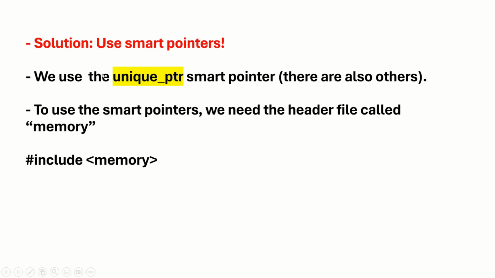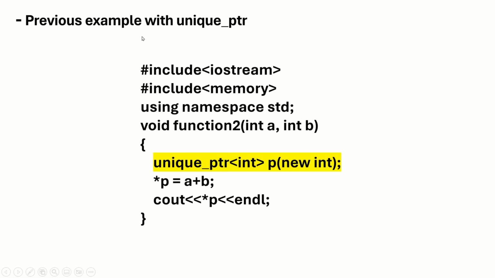Solution: we use smart pointers. In this particular tutorial, we are going to explain the unique pointer, which is one of the smart pointer types. There are also other types, and to use this pointer, we need to use the header file memory. That is, on the top of your C++ file, you need to include memory. So here's the previous example by using include with unique pointer.